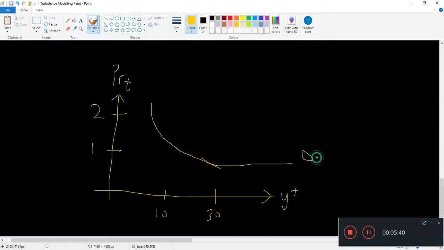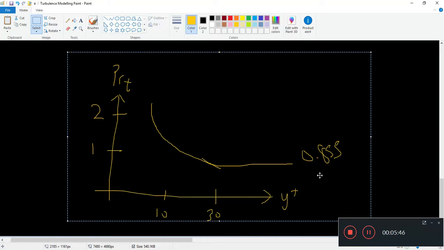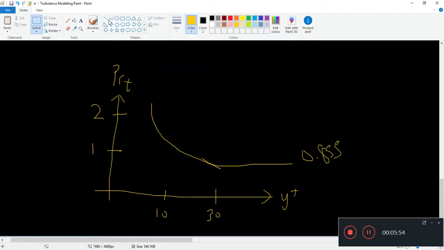So as you have 0.855. This is what the graph actually looks like. And as you increase y plus all the way up to even 1000, y plus equals 1000, right? So let me just make a note. It goes up to y plus equals 1000.